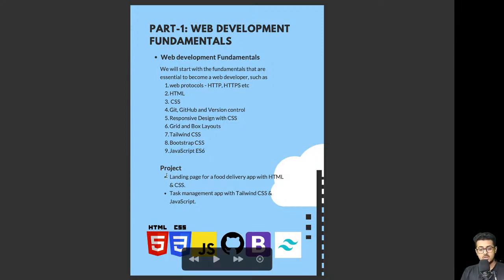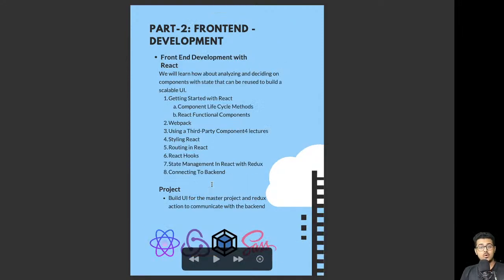You'll be learning two projects in the same manner: a landing page for a food delivery app with HTML and CSS, and a task management app with Tailwind CSS and JavaScript. So these are the two projects that you'll be completing, along with some smaller projects as well. These are the two projects that you can put up on your resume or submit as your 4th year project as well.